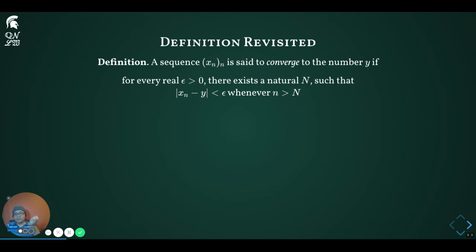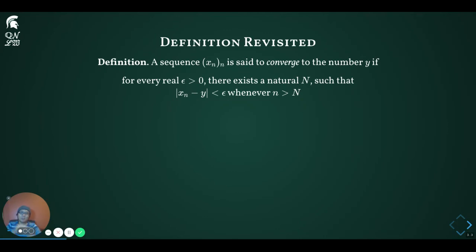Next, let's take a look at the logic. The definition has the form, for every something, there exists something else, such that another statement holds. We should remember that in a statement like this, the quantities that are introduced later are allowed to depend on quantities introduced first. So, we are in a situation where the index capital N can and should depend on the distance epsilon.